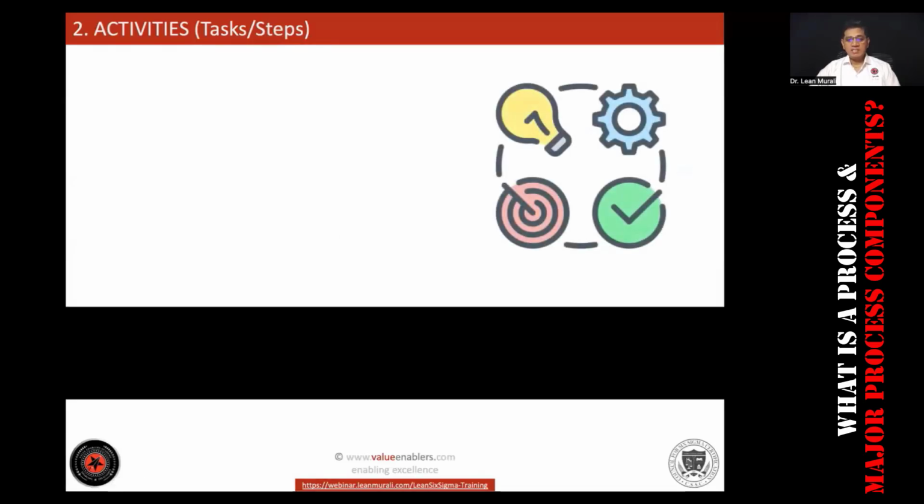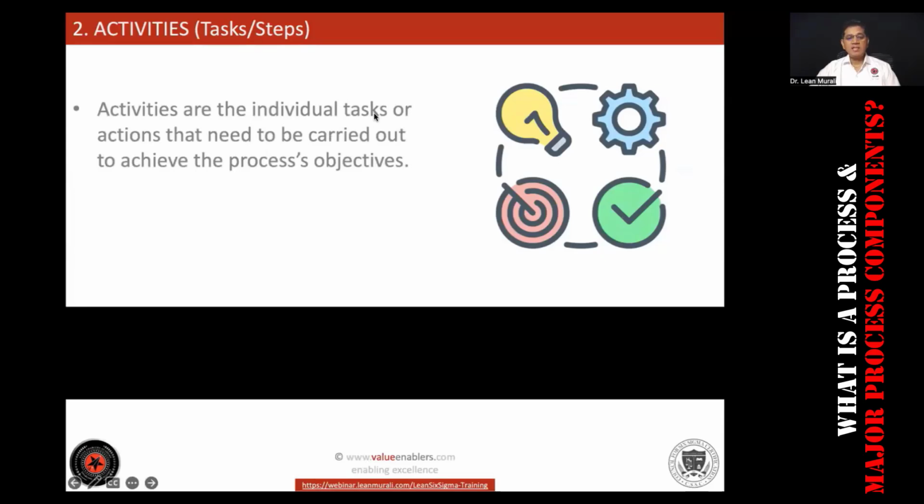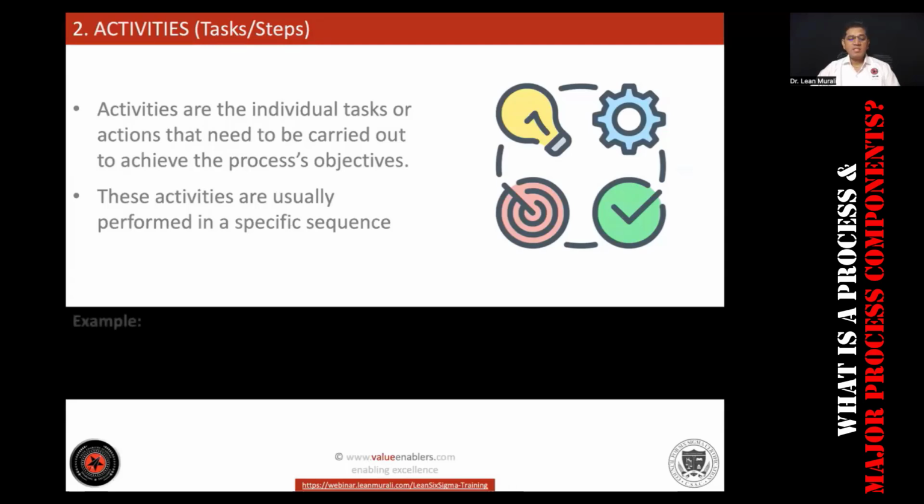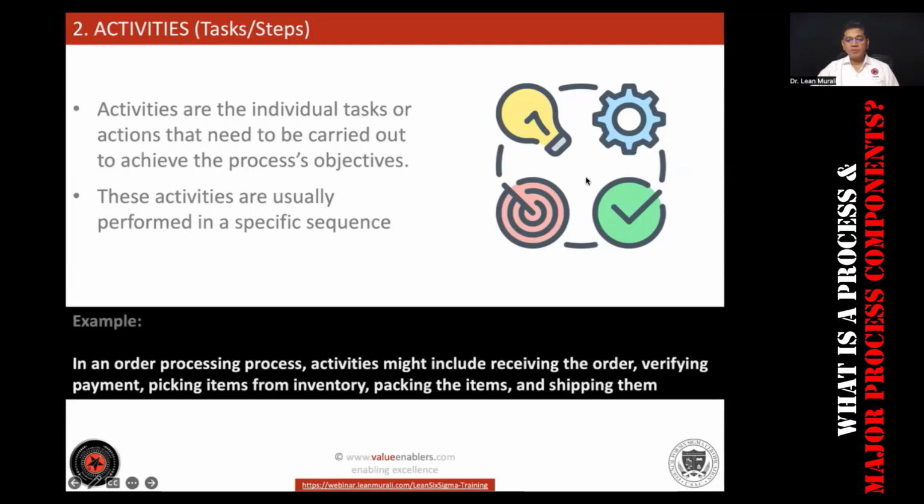Second is, what are activities and steps? Activities are nothing but individual tasks or actions that are required to complete the process objectives, and these activities are usually performed in a specific sequence. For example, in order processing, activities might be receiving the order, verifying the payment, picking the items from the inventory, packing the items, and shipping. If activities are clear, type AC in the chat box. Super.